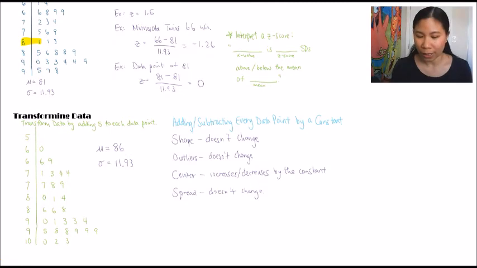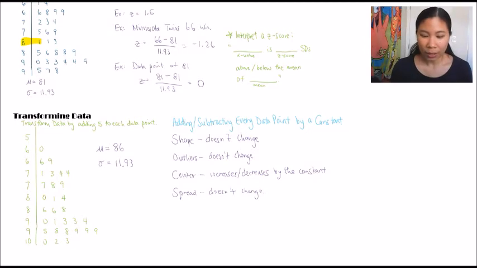So as a summary, if you add or subtract a constant from every data point, this works for both adding and subtracting, the shape's not going to change because if you look at the graphs, it's the same thing. Outliers, it's not like we gained any outliers, so that doesn't change. The center does change because it increases or decreases by whatever the constant number is. The spread doesn't change.